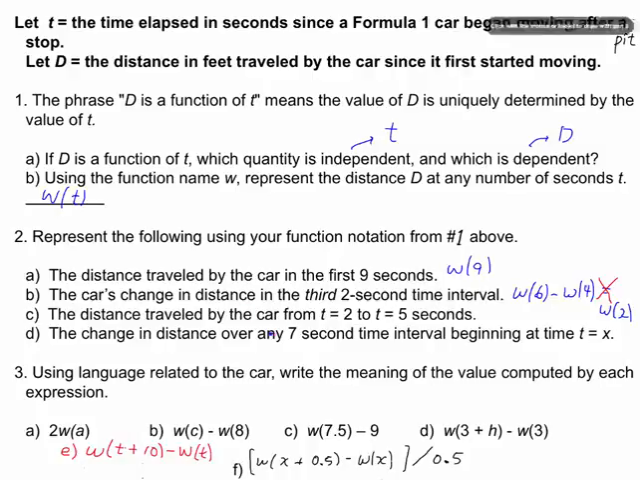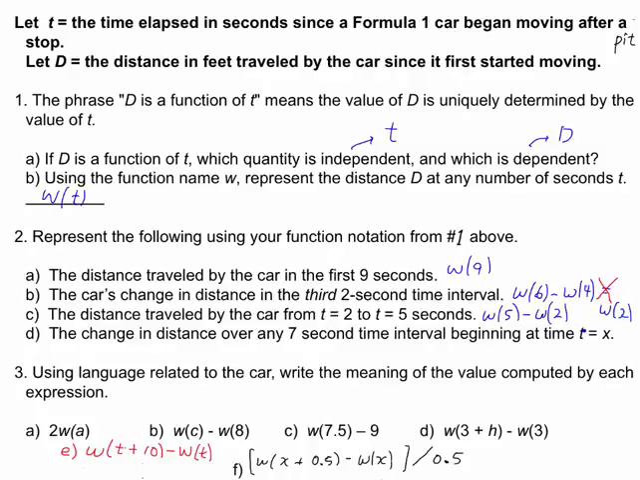Okay, the distance traveled by the car from t equals 2 to t equals 5 seconds. Same idea here, even easier. W5 minus W2, which is different than W3. W of 3 is incorrect.